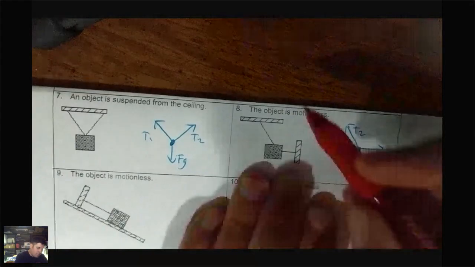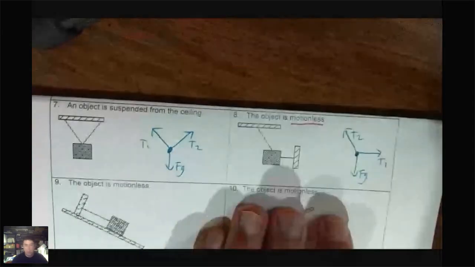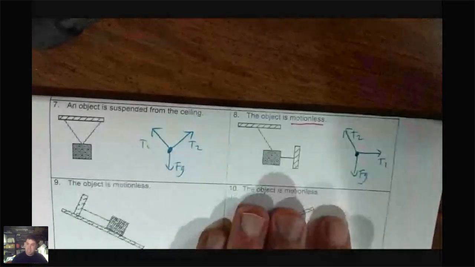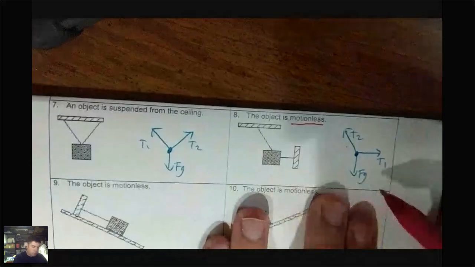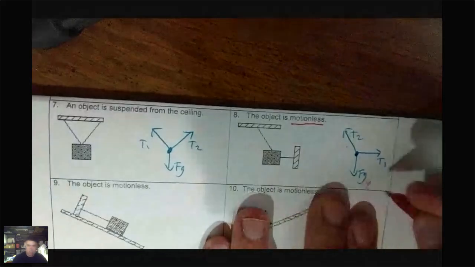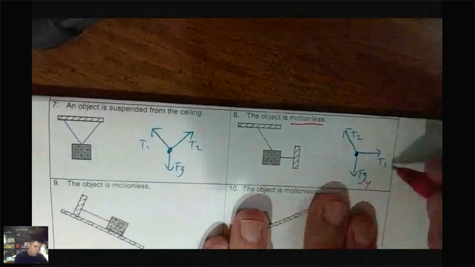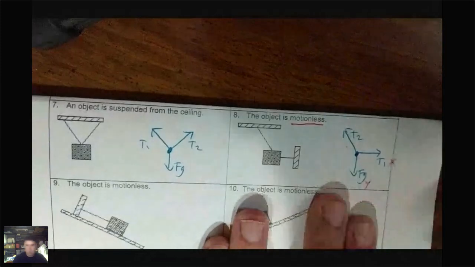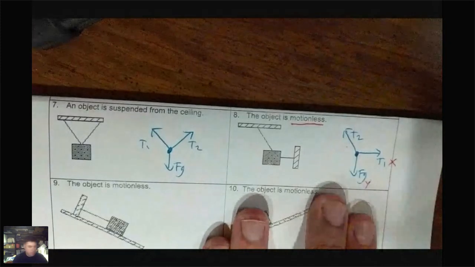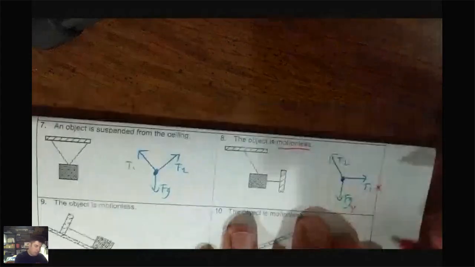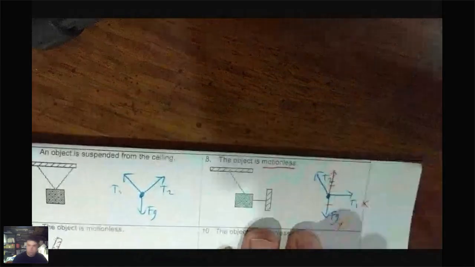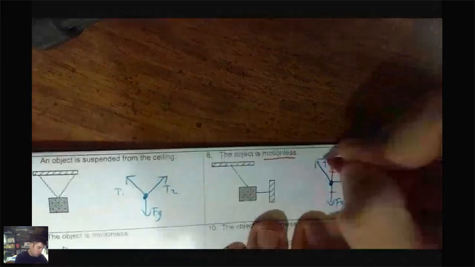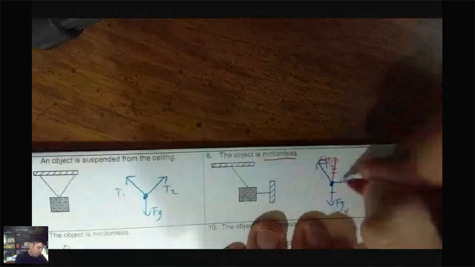First thing is, I know this is motionless, which means I know that the up and down forces must cancel each other out, and the left and right forces must cancel each other out. The force of gravity only pulls down. This is only a vertical force. T1 is only a horizontal force. But T2 pulls at an angle. It pulls vertically enough to cancel out the force of gravity, and it pulls horizontally enough to cancel out the horizontal force.